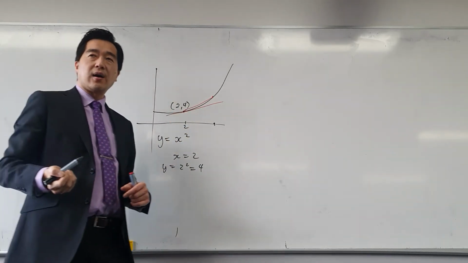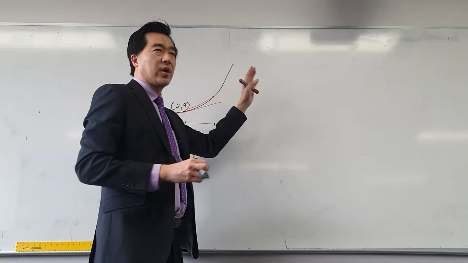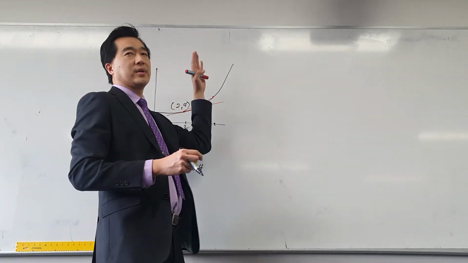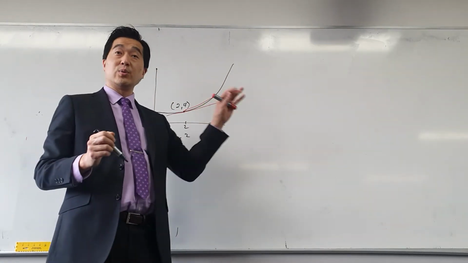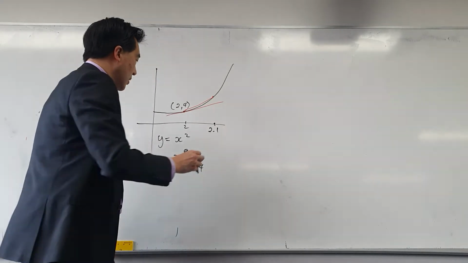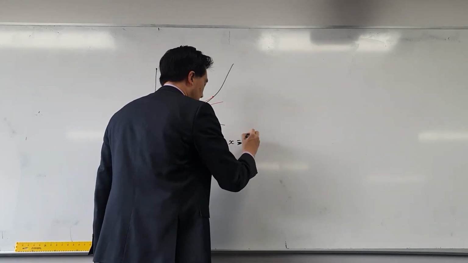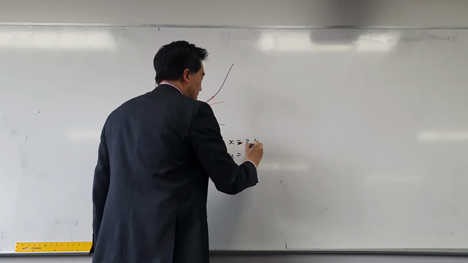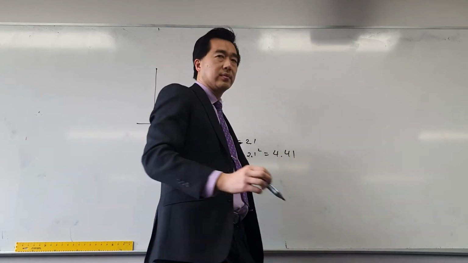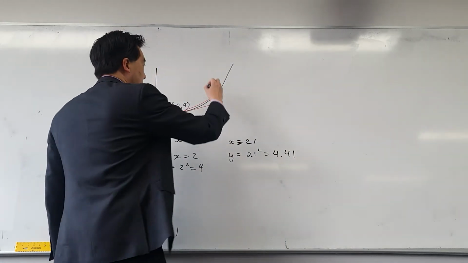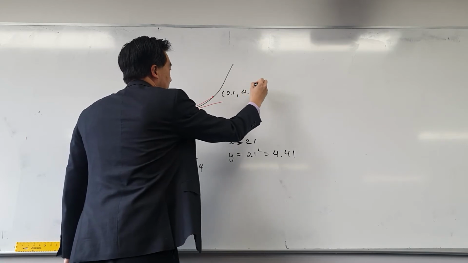Let's just say now we take another point a little bit further on, but not that much further on. If it's too far further on, then the gradient becomes really inaccurate. All right, so just a little further on, we're going to actually take 2.1, which is why I said we're really zoomed into this graph. Okay? When x equals 2.1, we get y equals 2.1 squared, which is 4.41. All right? So our second point is (2.1, 4.41).